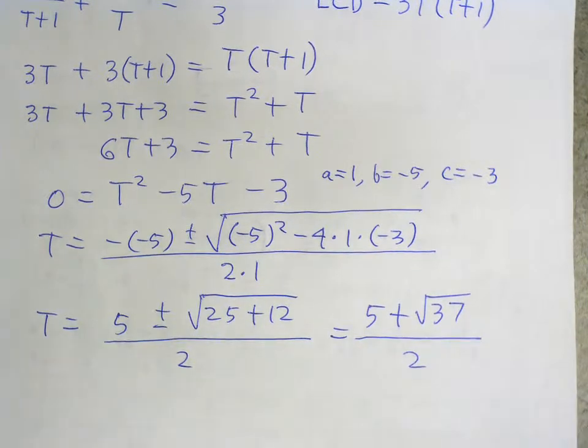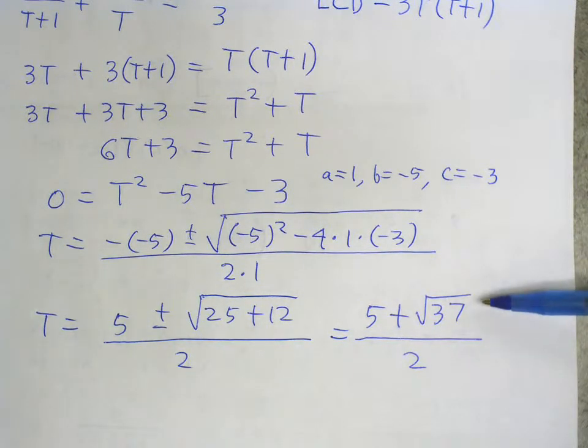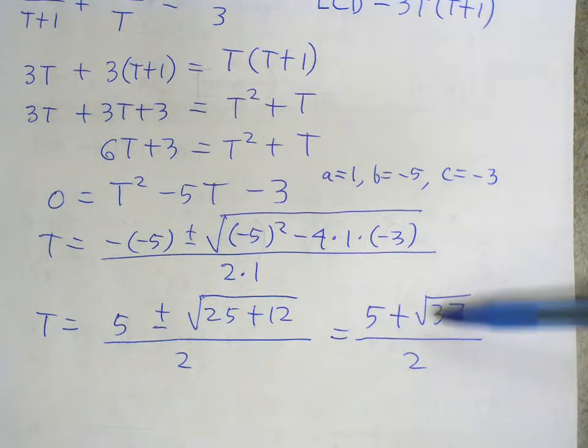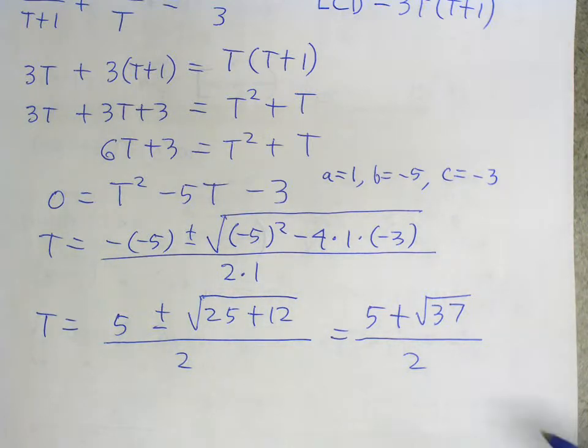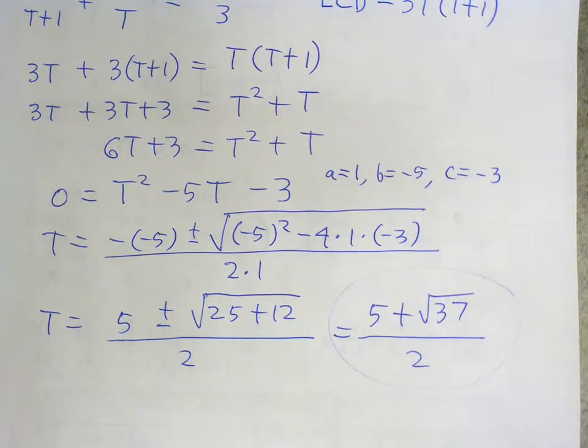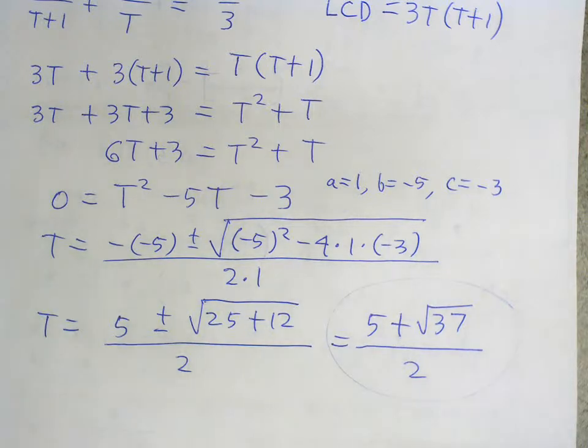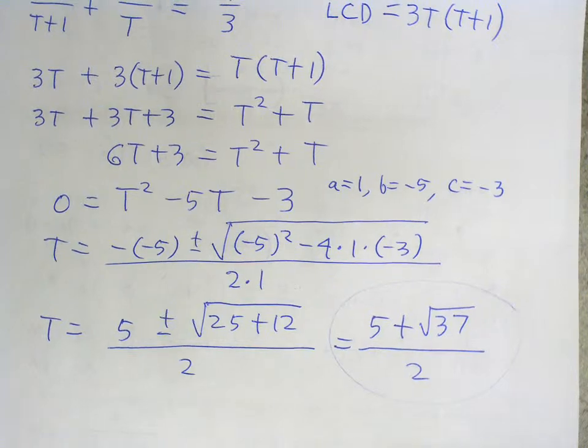Okay, so Cindy's time, as noted, the square root of 37 is a little bit bigger than 6. So 5 plus that number, a little bit bigger than 6, divided by 2, is a little bit bigger than 5.5 hours. And so Cindy takes about 5.5 hours. Bob takes 1 hour longer, so his time is about 6.5 hours. If you have to use a calculator to round to the nearest tenth, then you've done that before. Okay, we'll move on to the next problem.